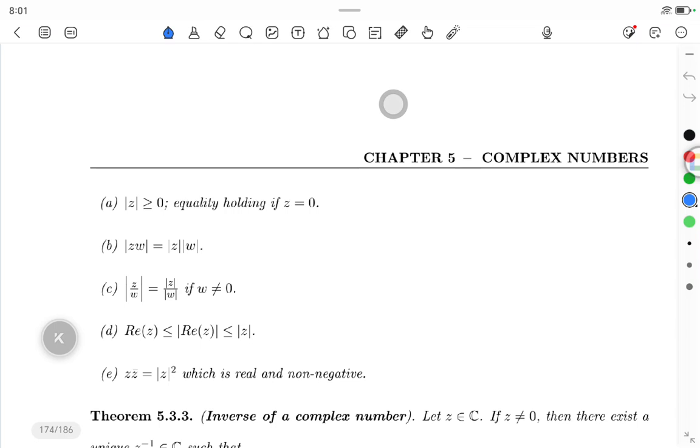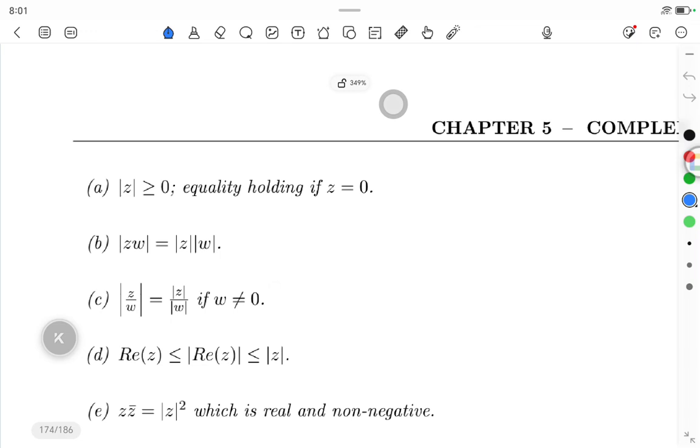If we're given that, they say that the absolute value of z is greater or equal to 0, then they say equality holds if z is equal to 0. And this is true, right? But I want us to prove the ones which are easy to prove. We're going to prove B. Not just easy to prove, but we can easily prove them by showing the computations.